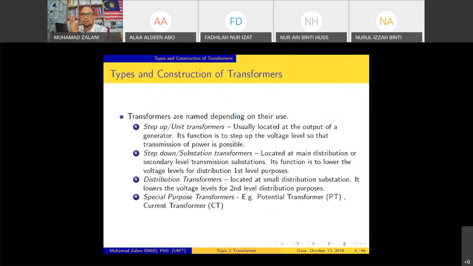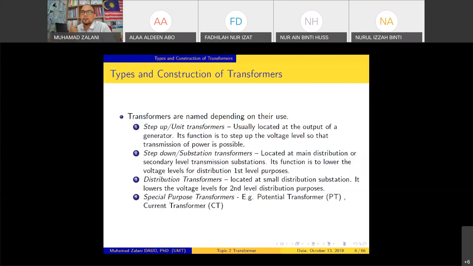Now, we are going to discuss a bit more about types of transformer also. But in this case, how do we name it? How do we name that transformer? For example, in this case, which is discussed in the Stephen J. Chapman's book, there are four types of transformers that are normally used in application like power system application, and also the transformers that are used in most of the electrical system, electrical power system or electrical appliance that we have at home.